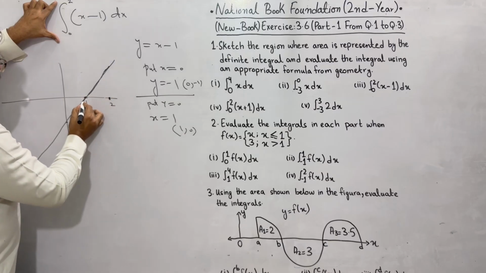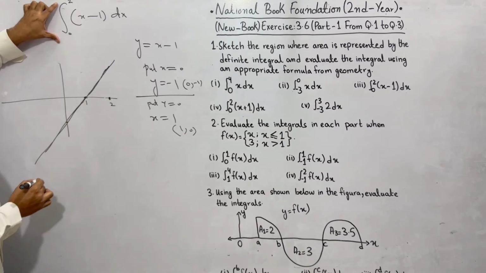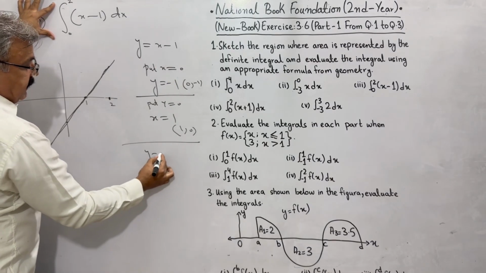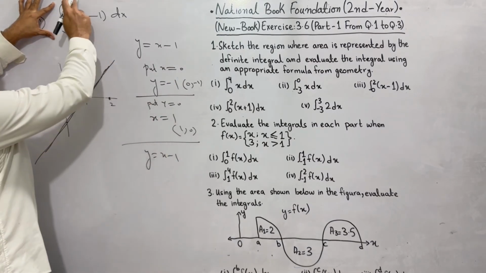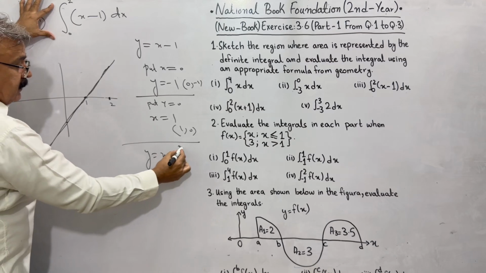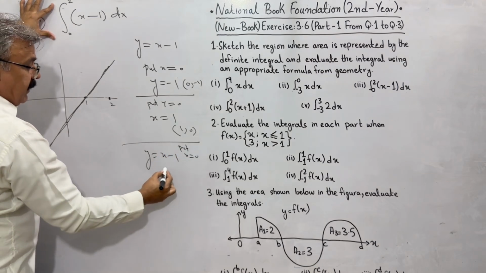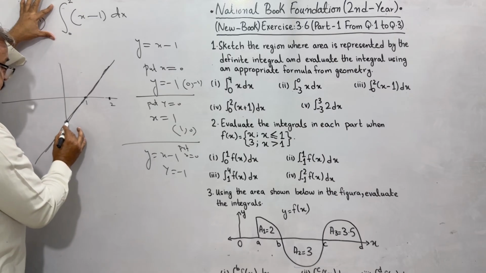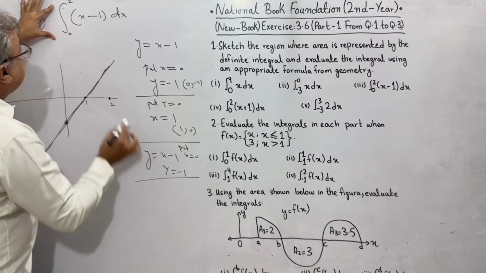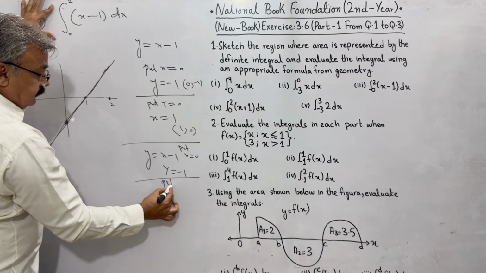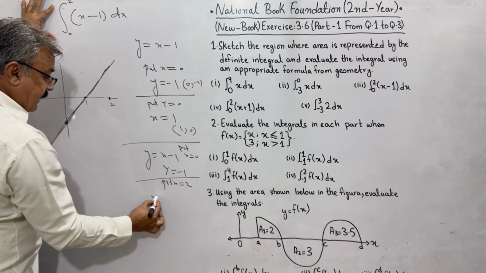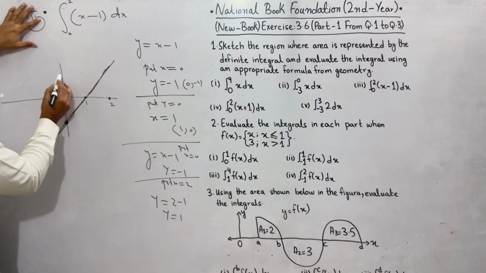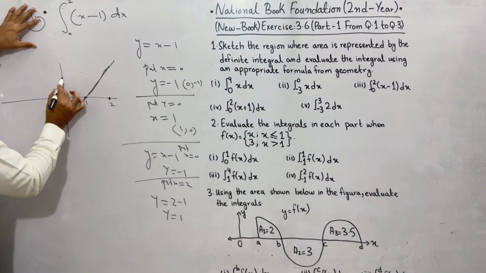How to get values of y? Really very simple. We have y is equal to x minus 1. X varies from 0 to 2. Put x is equal to 0. When we put x is equal to 0, we have y is equal to minus 1, that we have already signified. Put x is equal to 2, we get y is equal to 2 minus 1, y is 1. Here it's 1.